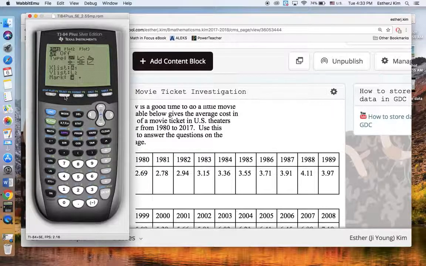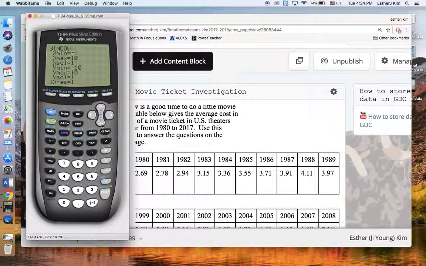Then we're going to make sure that our window size is appropriate as well. So we go second, quit, and click on window. I want my time to go from 0 to 9 years. So I'm just going to go just below 0 as -1, and my 9 years to be 10 years.